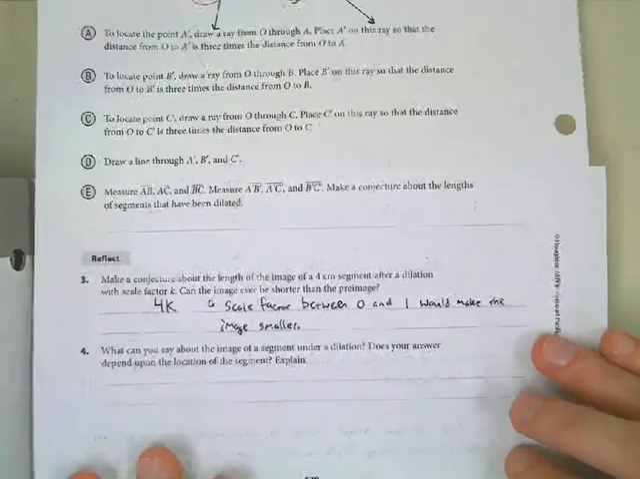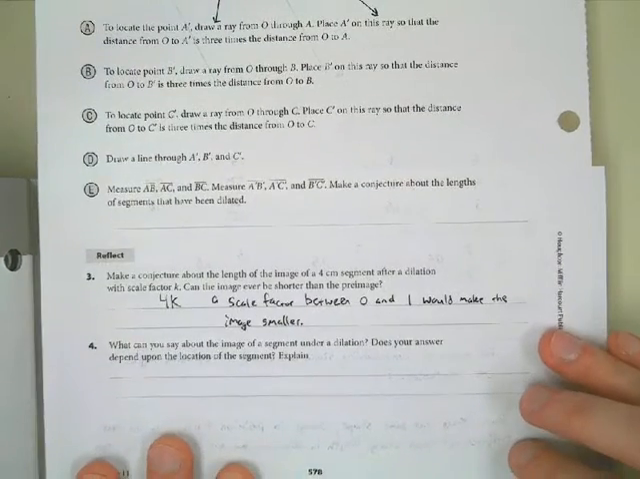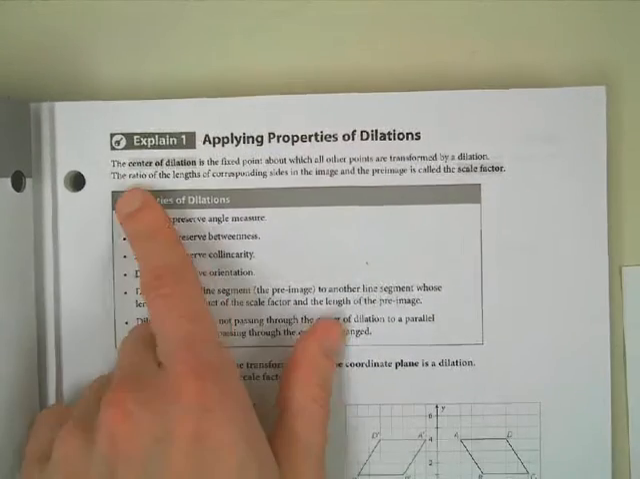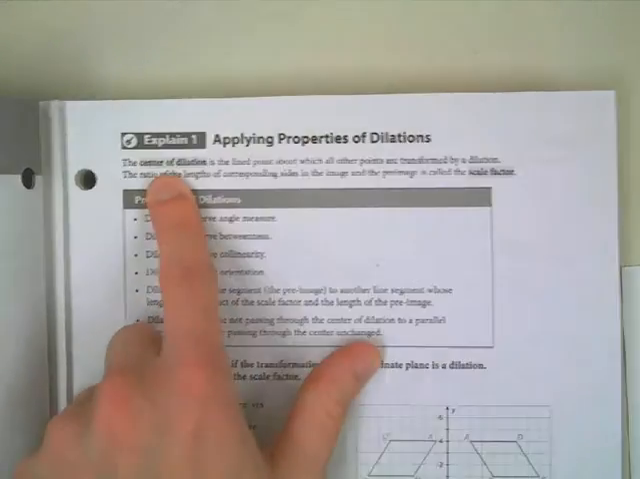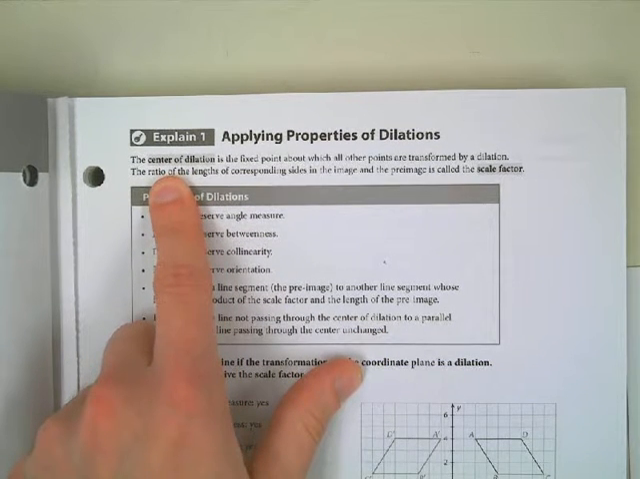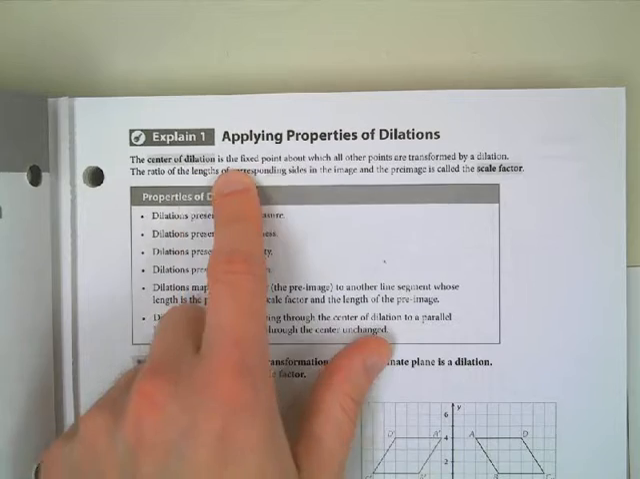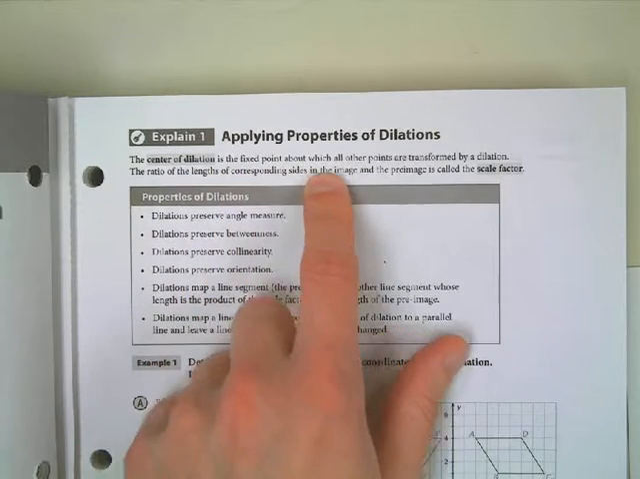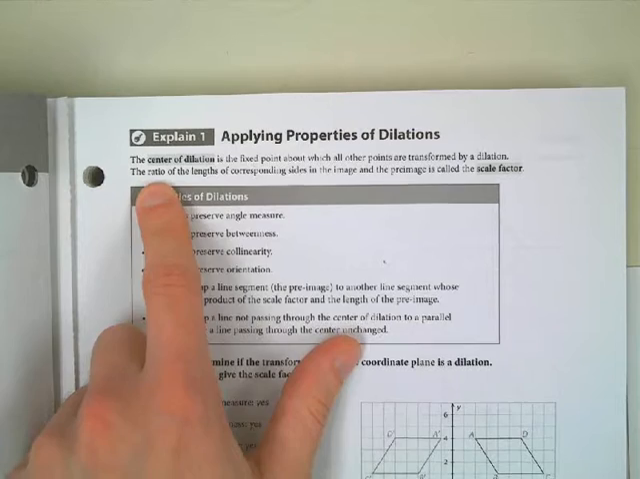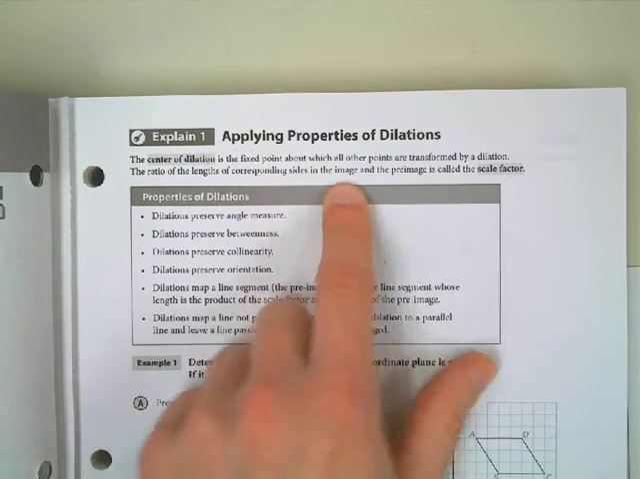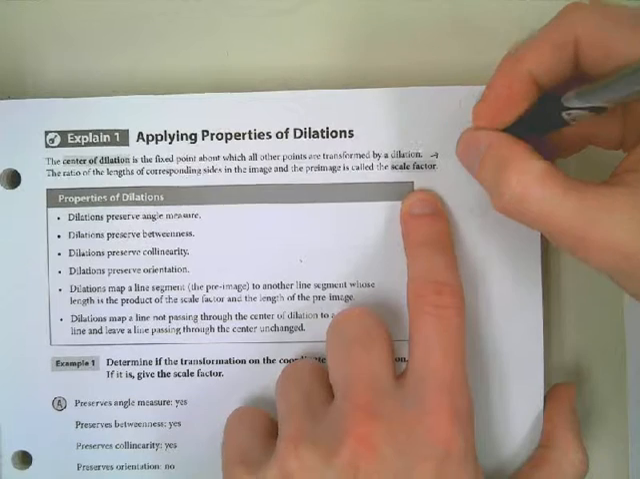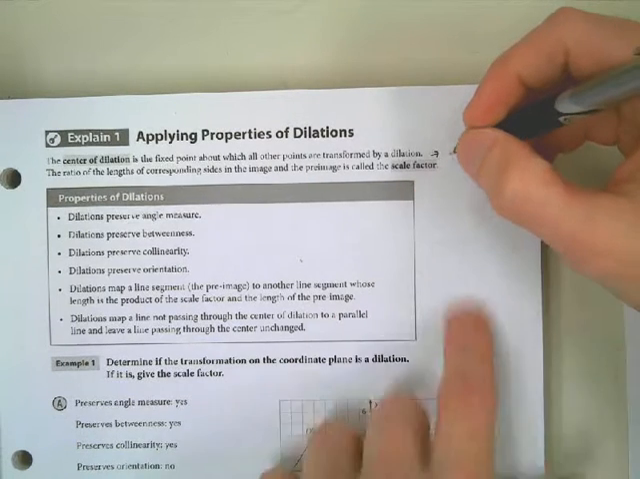So, page 579. The center of dilation is the fixed point about which all the other points are transformed by a dilation. The ratio of the lengths of corresponding sides in the image and the pre-image is called the scale factor. So remember, scale factor is important. Scale factor, like I was telling Jaden earlier, is image over pre-image, always.